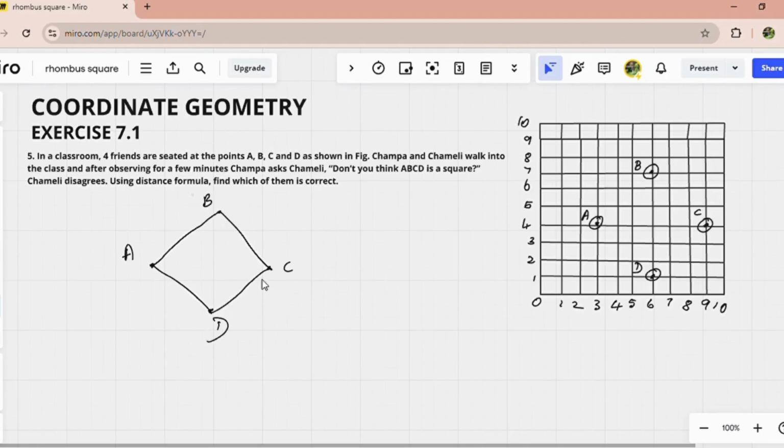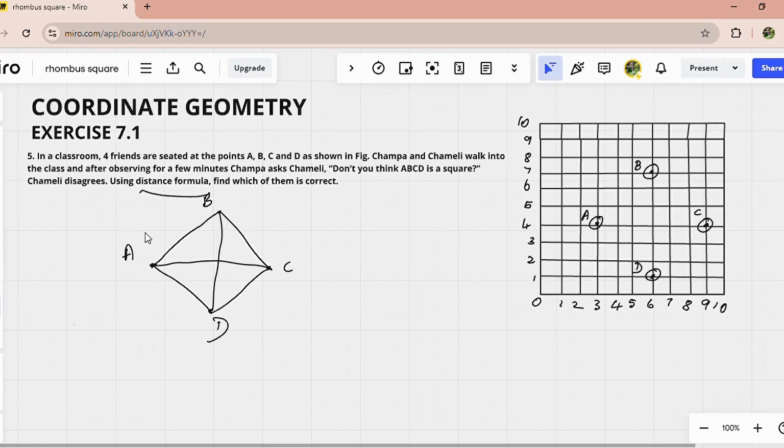What is the property of a square? All sides will be equal. But a rhombus also has all the sides equal, so we have to prove the diagonals also. In a square, the diagonals will be equal, but in a rhombus, the diagonals are not equal. So we have to prove AB, BC, CD, DA are equal as well as AC and BD are equal using this distance formula. So easy sum. Come on, we'll do it now.